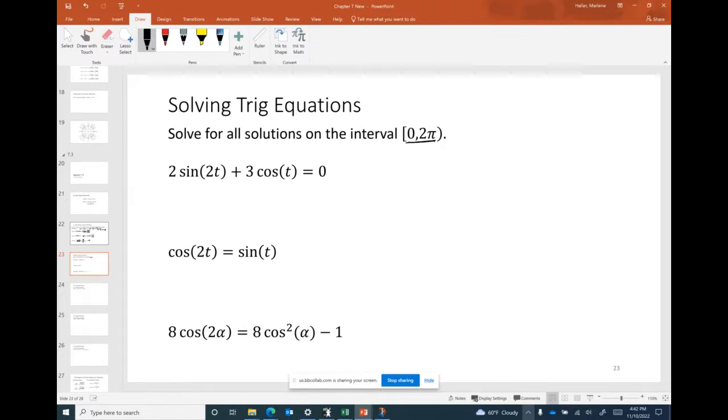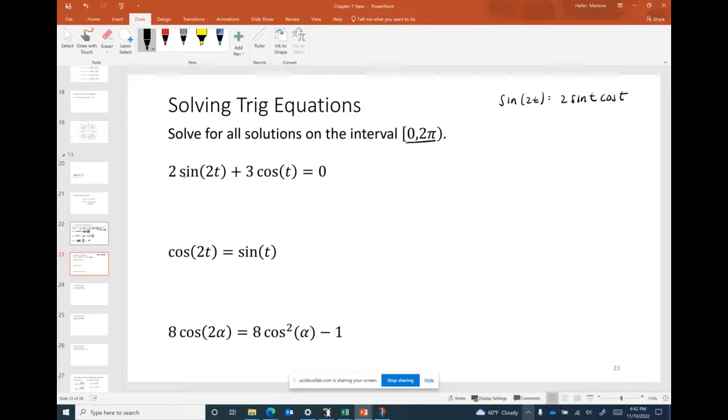So I think the first thing I need to do is get all the trig functions having the same argument. Let's begin by using the double angle formula for the sine. I can write it up here so we have it. The sine of 2t is equal to 2 sine t cosine t. There we go, 2 sine t cosine t.